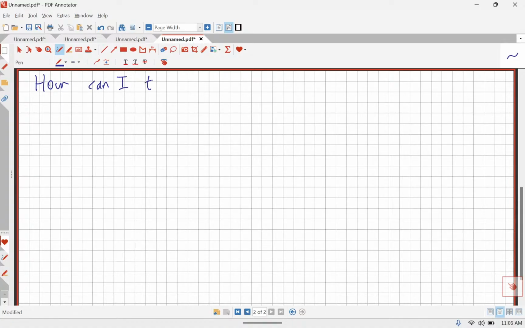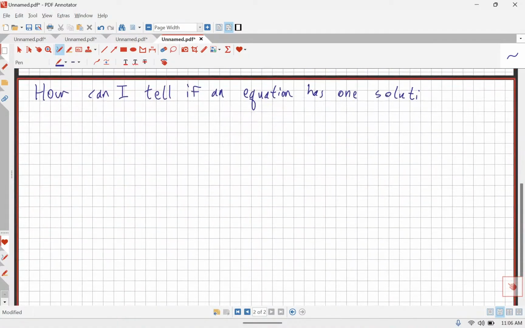Let's write that down. How can I tell if an equation has one solution, no solution, or infinitely many solutions, not infinitely many solitons?